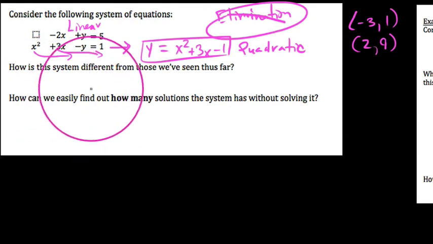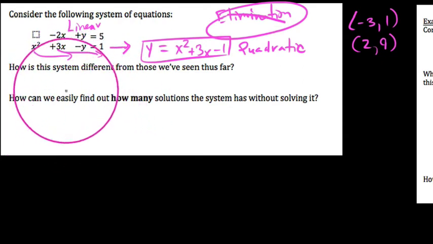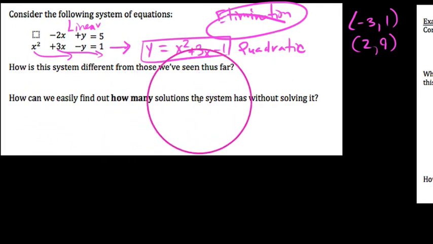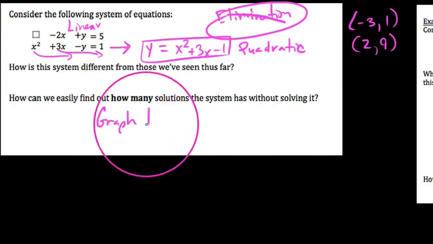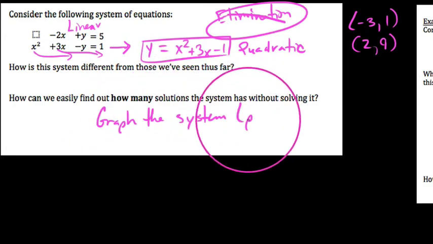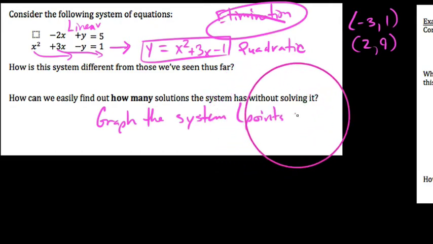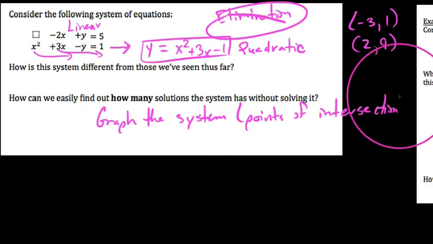So we're going to have to do this either by graphing or by using substitution, which is what we're going to do. It says, how can we easily find out how many solutions this system has without solving it? The answer is always going to be this: graph the system. Because what we're looking for is points of intersection. So we say points of intersection.